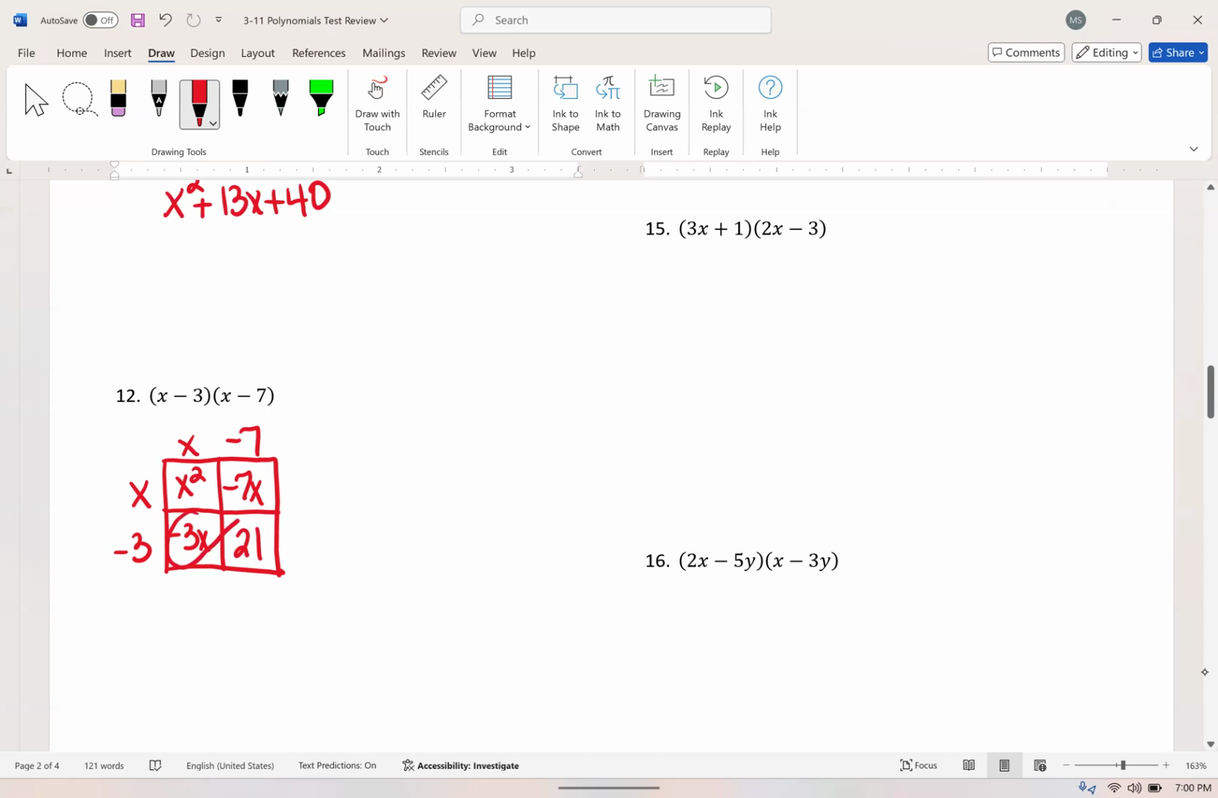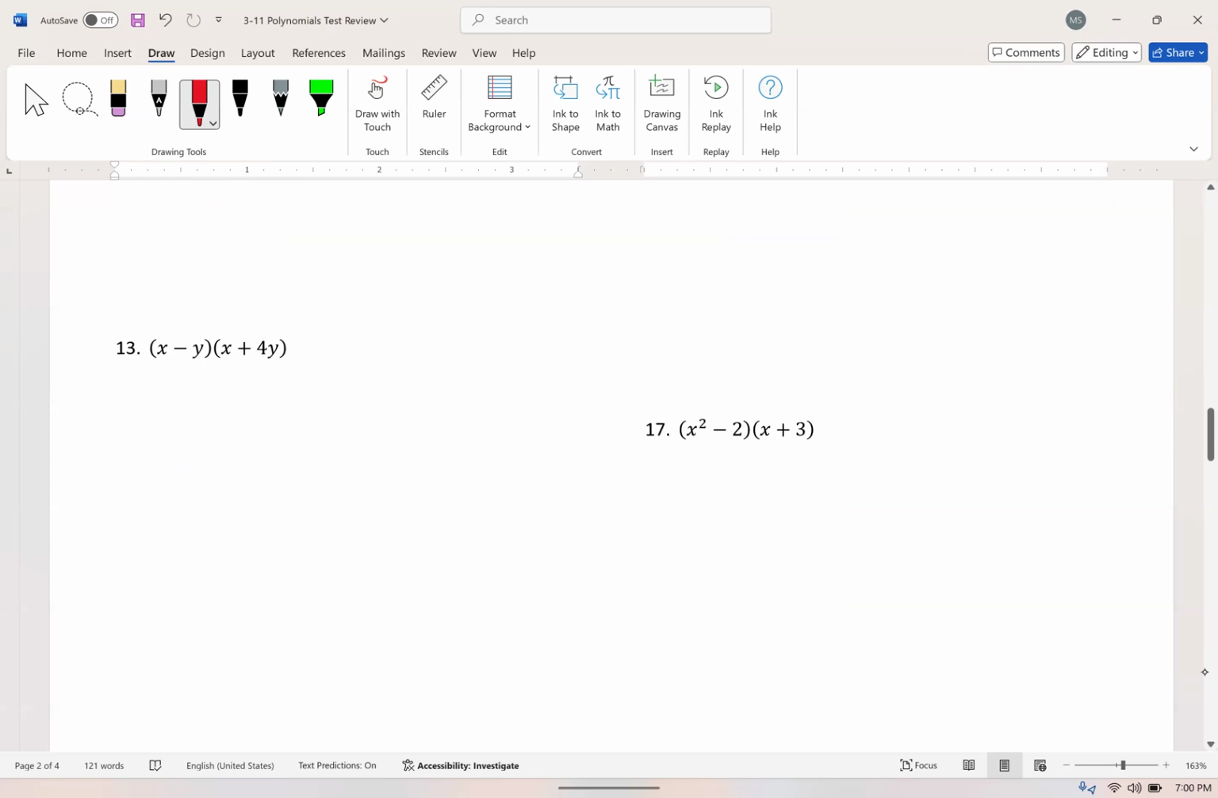Again, we're going to combine like terms. You should notice very often our like terms are along a diagonal. So there's only one x squared term, but there's negative 3x and negative 7x, which is negative 10x. And then there's only one what we call a constant term. That's a term without a variable. So x squared minus 10x plus 21 is the correct answer.